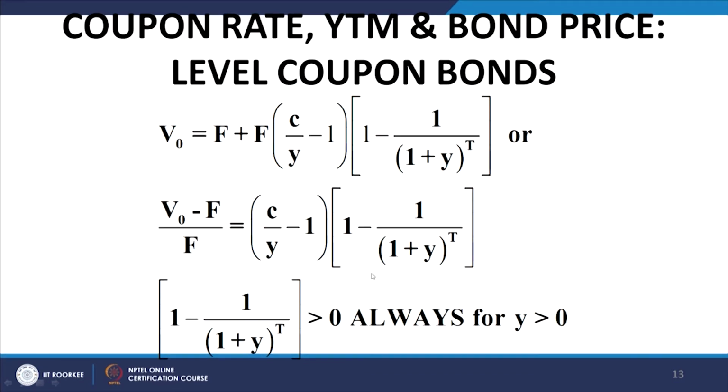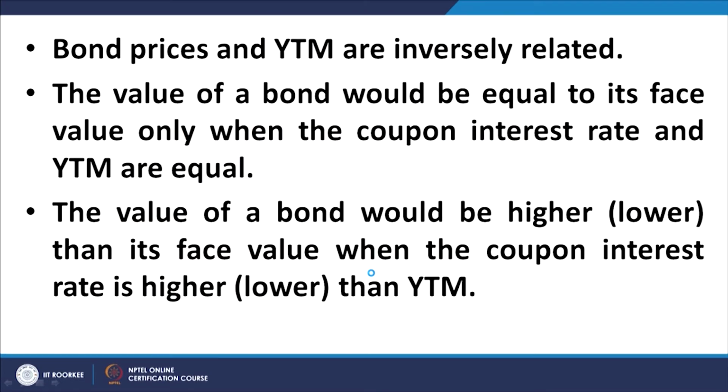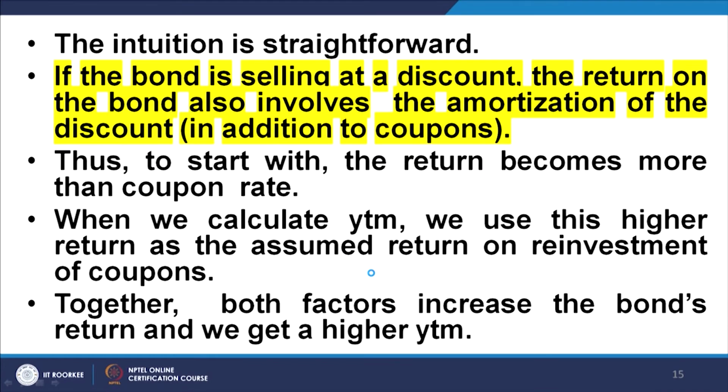Now, just to recall coupon rates, YTM and bond price: bond prices and YTM are inversely related. The value of a bond would be equal to its par value only if the coupon rate is equal to YTM and the bond is redeemable at par and it is a level coupon bond. The value of a bond would be more than its face value if the coupon rate is more than the current interest rate, and again I repeat, this is applicable for a level coupon bond which is redeemable at par value, and the inverse in the case of discount bonds.